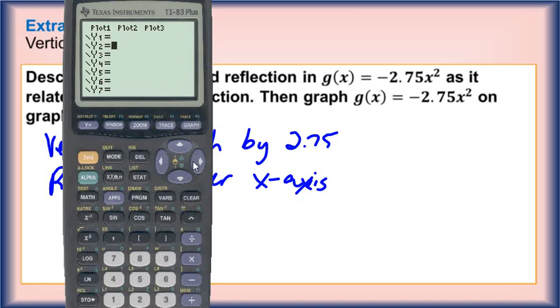So I'll clear what I have in here, go to y equals, clear this. The parent function is x squared, and the translated one is -2.75 times x, and then I square it. Then if I graph, here's the parent function, here's the translated function. So you can see that it reflected over the x-axis. It's now stretched, so it's longer or narrower than it would be with the parent function.